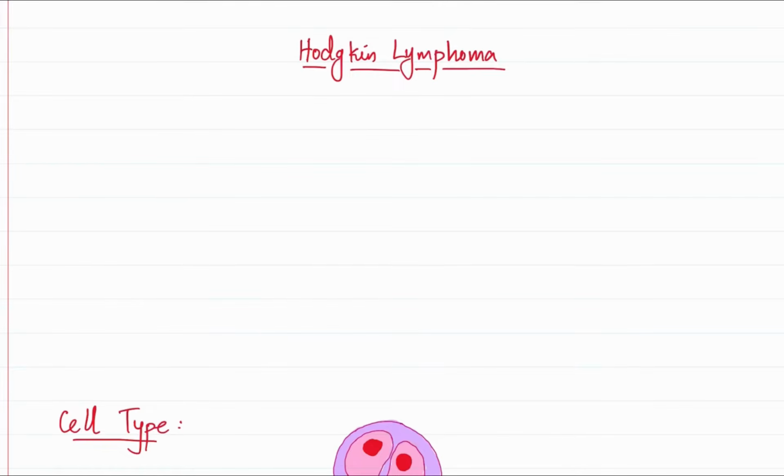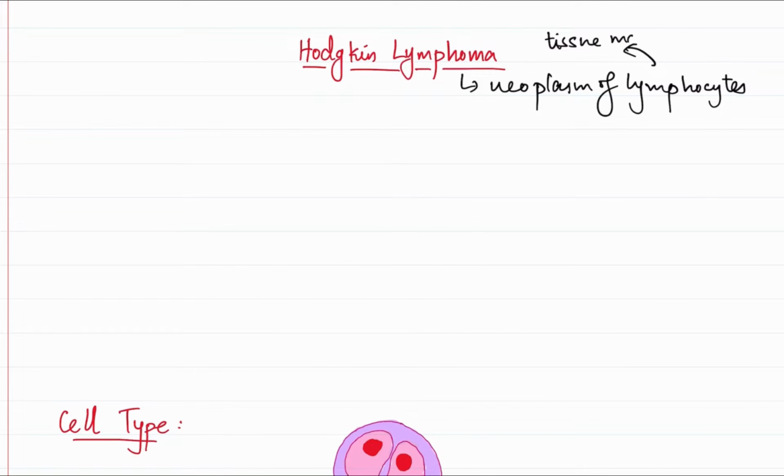This lecture will be about Hodgkin's lymphoma. So to begin with, what is a lymphoma? A lymphoma is a neoplasm of white cells, mostly the lymphocytes. And these lymphocytes will present as tissue masses, usually in the lymph nodes or other lymphatic tissues or in the secondary lymphoid tissue. And that is what we call a lymphoma.